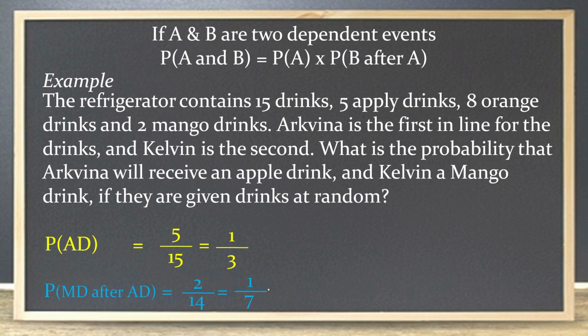Okay, so it means the probability of an apple drink being chosen and then thereafter a mango drink being chosen is the product of the 2 of them. So it's 1/3 multiplied by 1/7. So 1 times 1 is 1 and 3 times 7 is 21. So it means 1/21 is the probability that Avina will receive an apple drink and Kelvin will receive a mango drink after Avina has chosen.